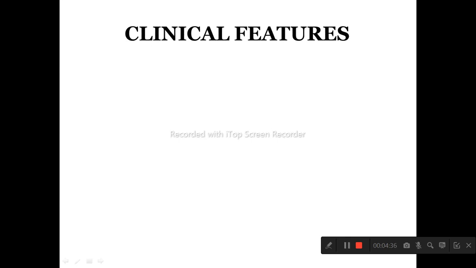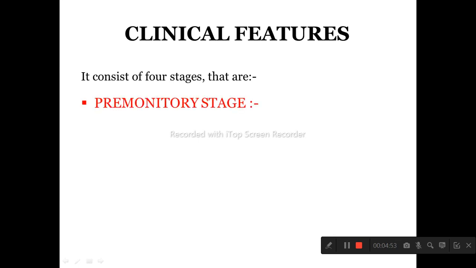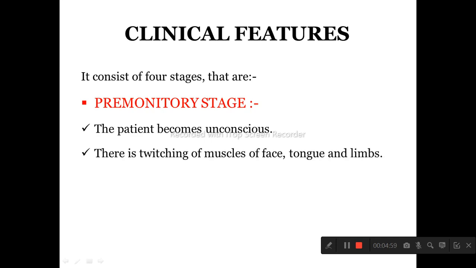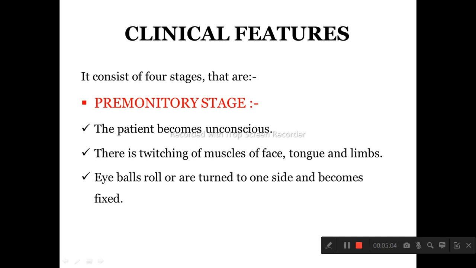Next are the clinical features of gestational hypertension and eclampsia. What happens in this process? It consists of 4 stages. The first is the premonitory stage. What happens in this stage? The patient becomes unconscious. There is twitching of the muscles of the face, tongue, and limbs. The eyeballs roll or turn to one side and become fixed, and this stage lasts for about 2 to 3 seconds.